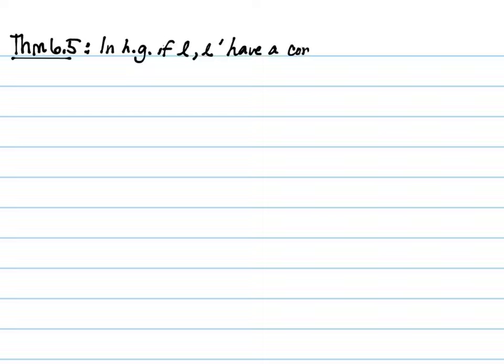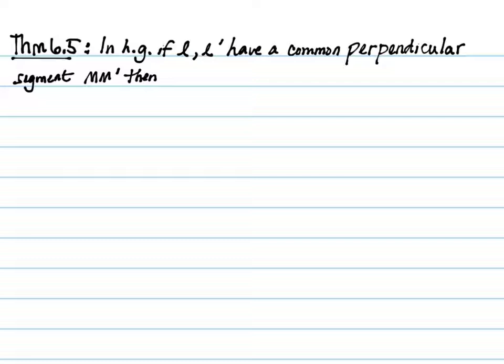Theorem 6.5 is kind of going to close our discussion about the parallel lines and the equidistant issues, all right? Theorem 6.5. In hyperbolic geometry, if L and L prime have a common perpendicular, and we're going to give that segment the name M prime, just like we did before, then L and L prime are parallel, and M prime is unique.